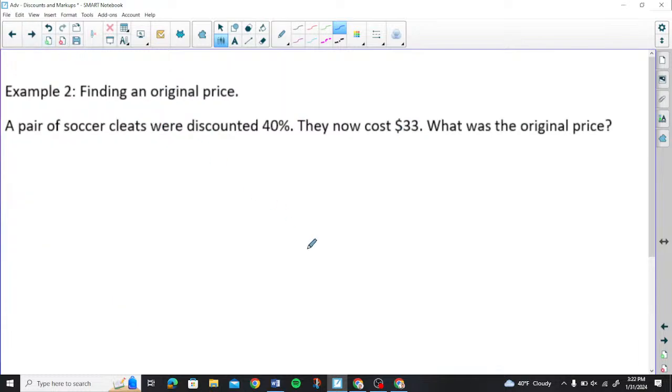So let's do this again, but this time we'll find the original price. A pair of soccer cleats were discounted 40%. This is a percent change, and we got it by, well, we're going to subtract it from the original cost.